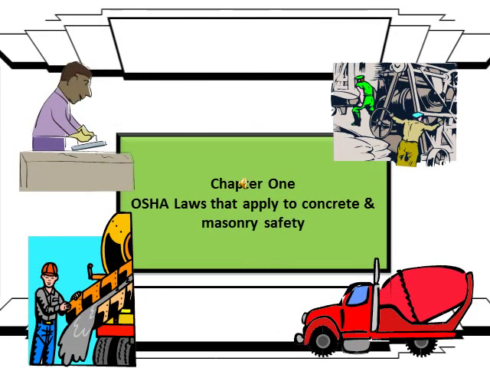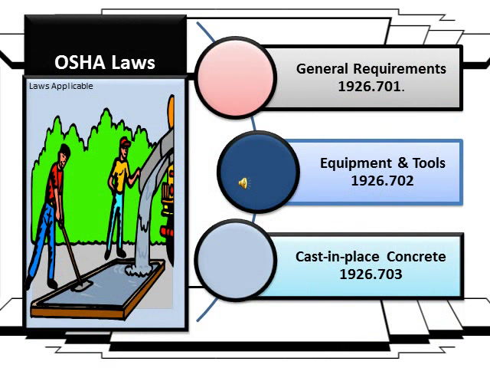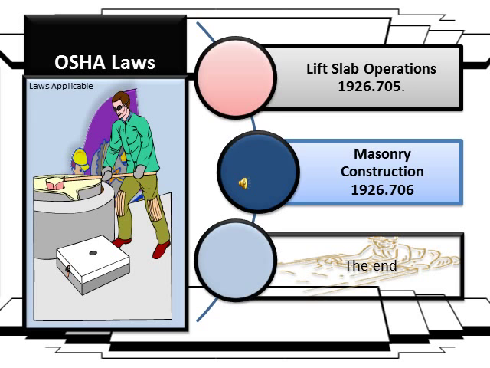Chapter 1, OSHA laws that apply to concrete and masonry safety. The general requirements of concrete and masonry safety are detailed in 1926.701. Equipment and tools are talked about in .702. And cast-in-place concrete regulations are talked about in .703. Lift slab operations are talked about in .705. Masonry construction in .706.